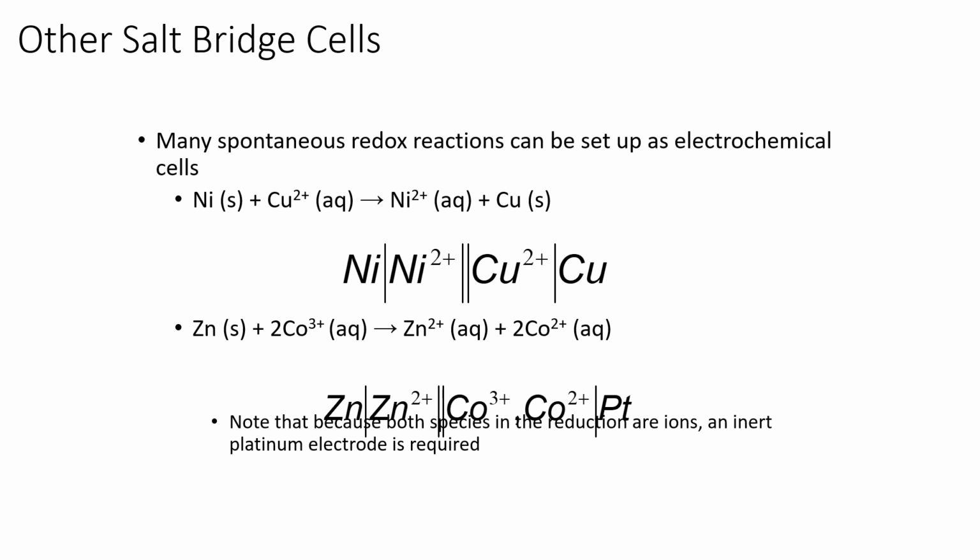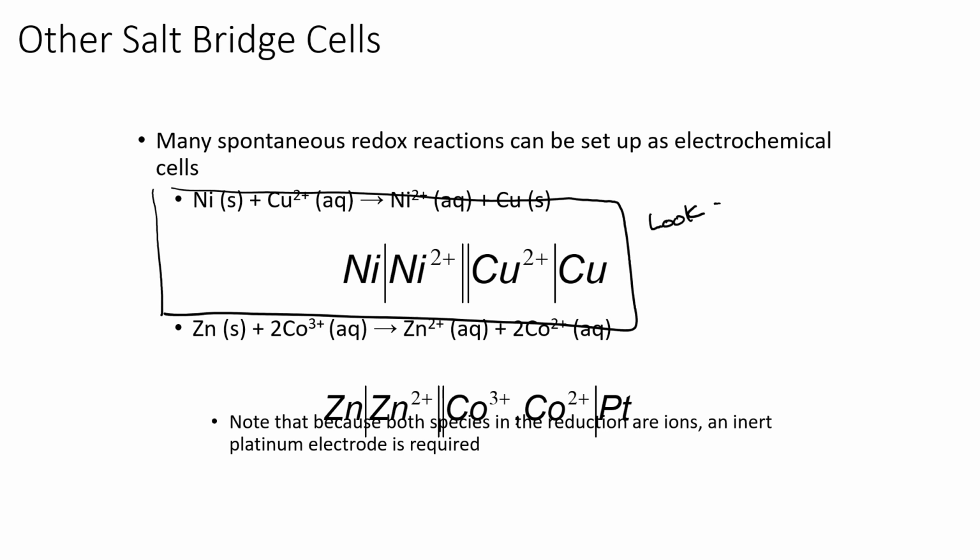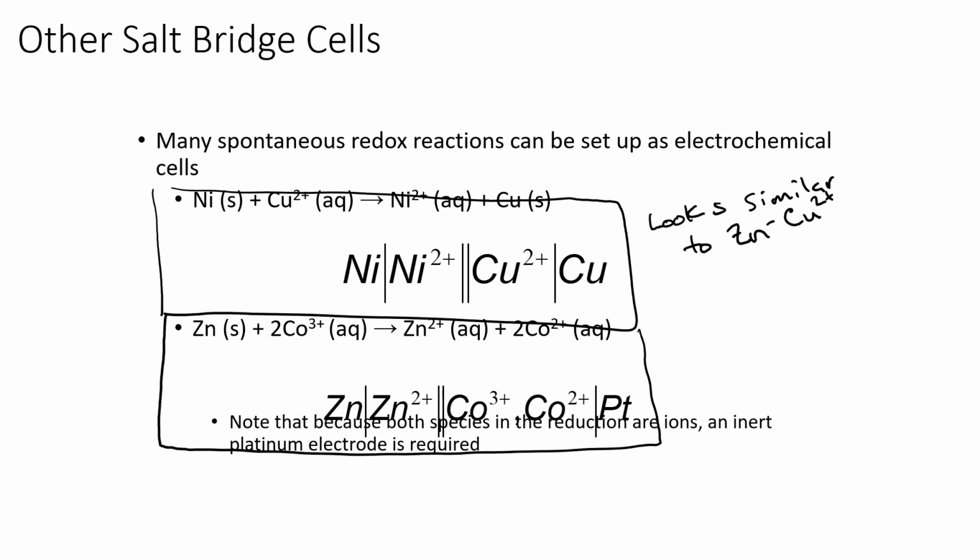Now, if you notice, the top one looks similar to our zinc copper 2, right? I mean, really, the only difference is that we have a solid nickel becoming nickel 2. Everything else is basically the same. But notice that in this case, on the bottom one, there are certainly some differences here. All right, so notice some new things.